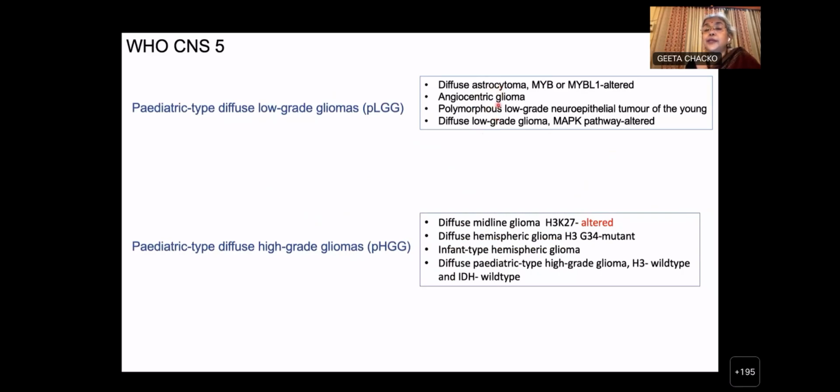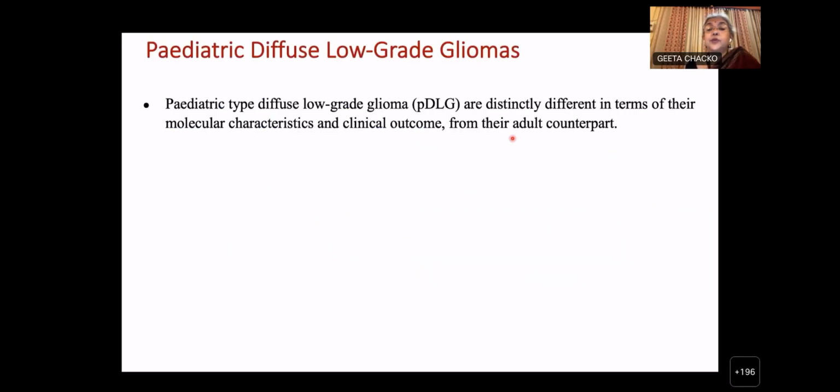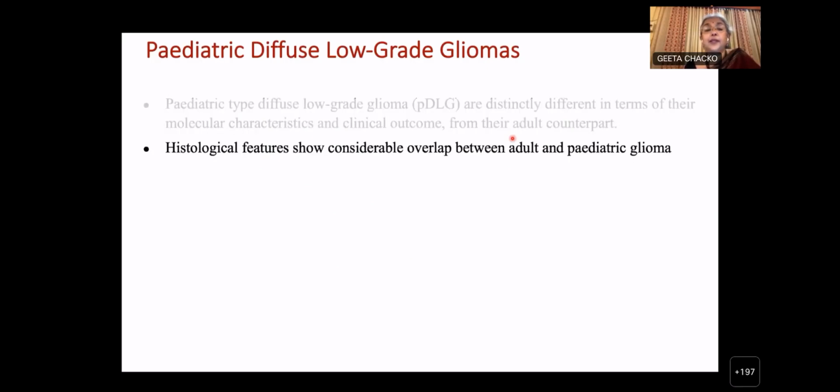The 4 low grade tumors that are described are the diffuse astrocytoma, MYB or MYBL1 altered, the angiocentric glioma, the PLNTY, and the diffuse low grade glioma, MAP kinase pathway altered. So why were they separated out? Because in the past, I'm sure I myself would have called these tumors oligodendrogliomas in a child. But now we know differently. It is because they have different molecular characteristics, they have different clinical outcomes, and a lot more has been done to study these to know that they are a completely different tumor.